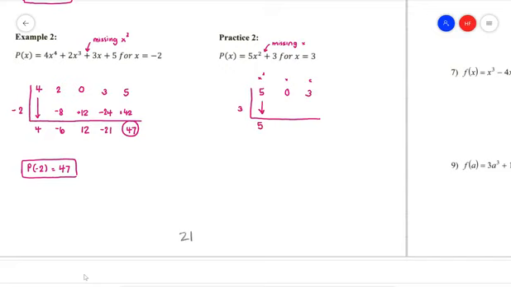So we bring down that 5, multiply 3 times 5 gives me 15. 0 plus 15 is 15. 3 times 15 is 45. And 3 plus 45 is 48. So my answer is 48. So the function p, or the polynomial p, evaluated when x is 3, not 48, equals 48.